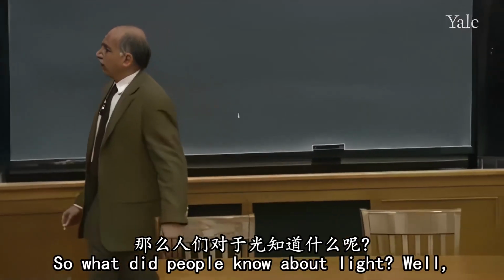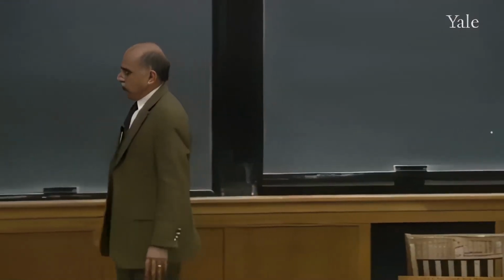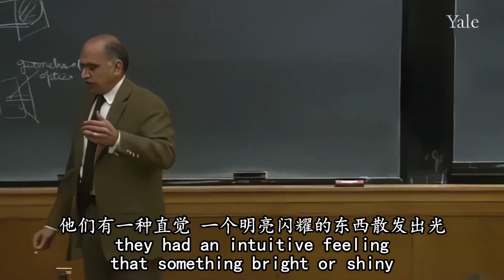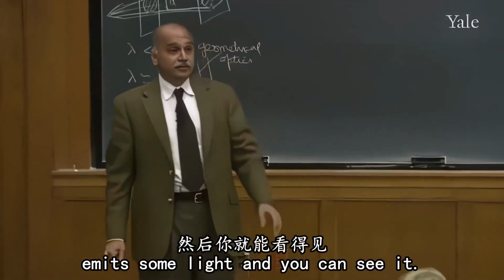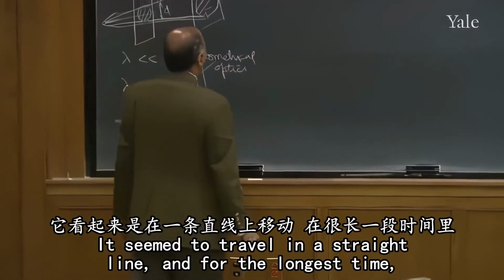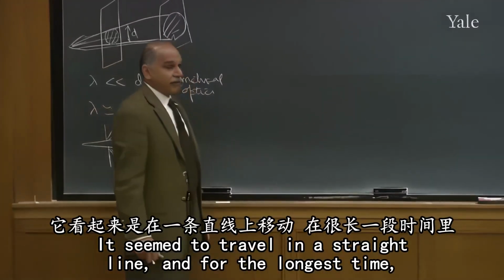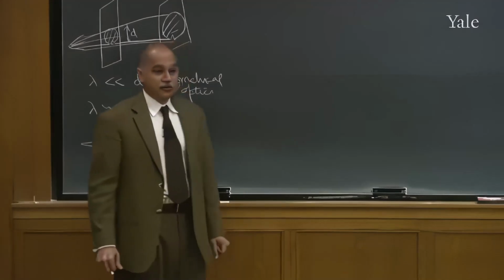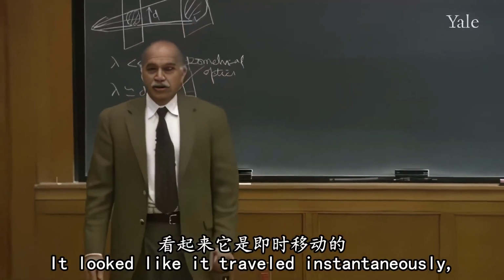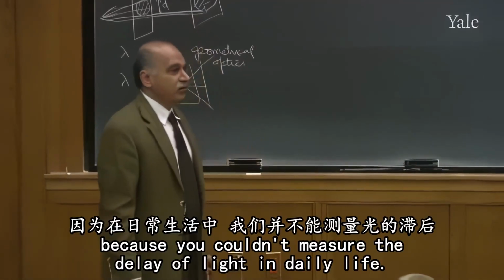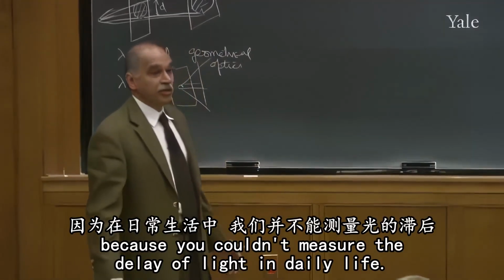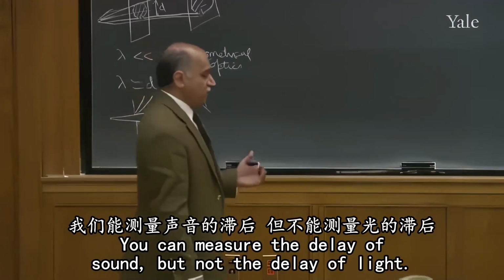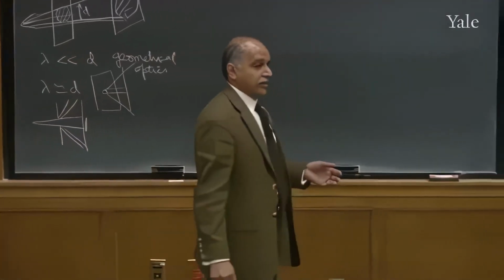So what did people know about light? Well, they had an intuitive feeling that something bright or shiny emits some light, and you can see it. It seemed to travel in a straight line, and for the longest time, people did not know how fast it traveled. It looked like it traveled instantaneously because you couldn't measure the delay of light in daily life. You can measure the delay of sound, but not the delay of light.